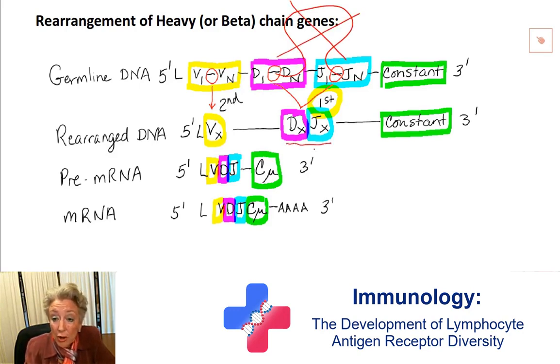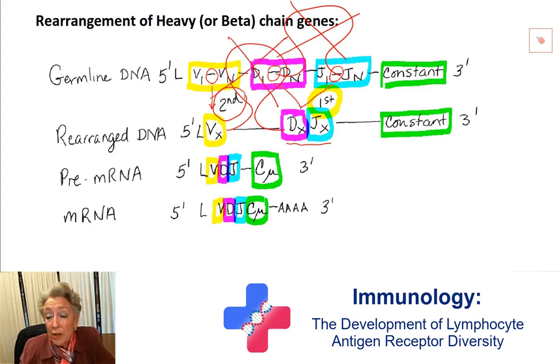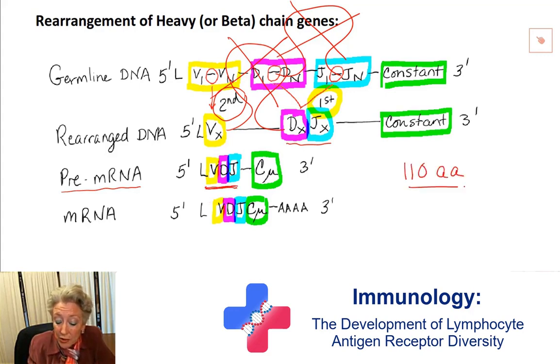So that is going to cause an irrevocable choice of that single D and single J, which are now joined together. And then the next process will be that a single V will be chosen out of many, and that V will then be joined to the selected D and J, again with the intervening DNA cut out. So at the pre-messenger RNA level, notice that I am now fixed in what I have for my N-terminal 110 or so amino acids on that variable domain.